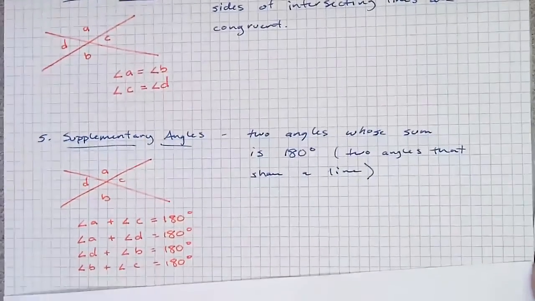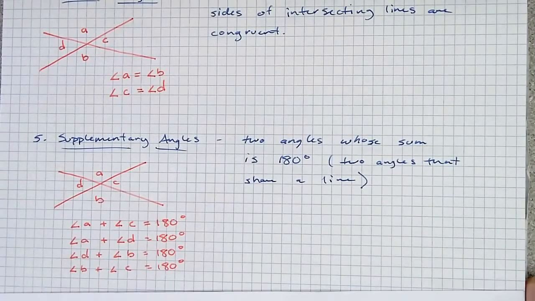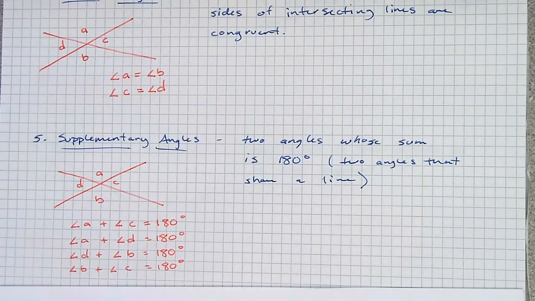All right, next one. Supplementary angles. You might have heard that term before. Could have been a while ago, but it's any two angles whose sum adds up to equal 180 degrees. They are supplementary angles. Any angles that share a line are going to equal 180 degrees as well.